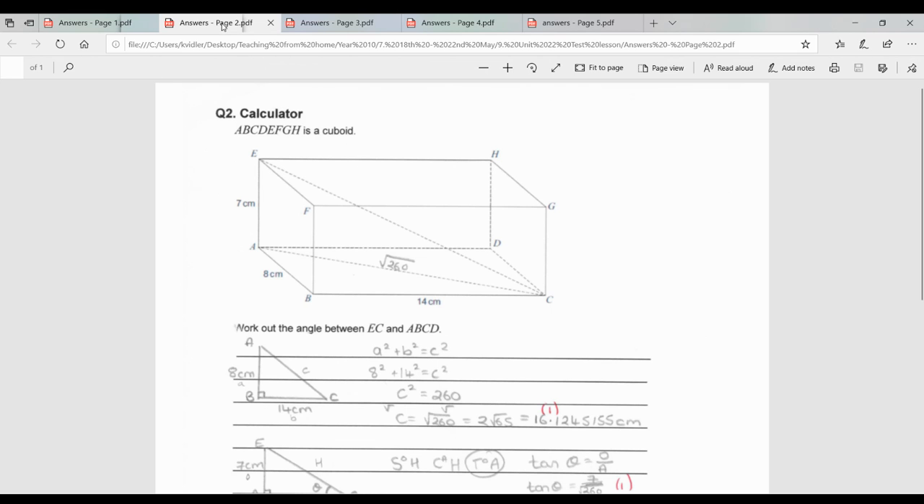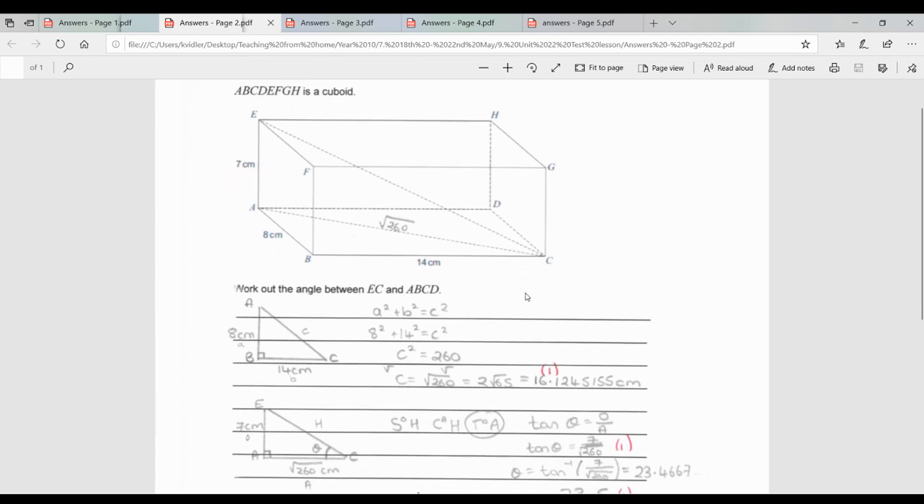Right, if we have a look then at question two, so this was using trigonometry in 3D. On this one, we're asked to work out the angle that connects EC, which is this line here, with the plane ABCD, which means the base of the cuboid. So we're actually working out this particular angle here at C. Before we can do that though, we need to have another side of the shape. So we need to work out AC to start off with.